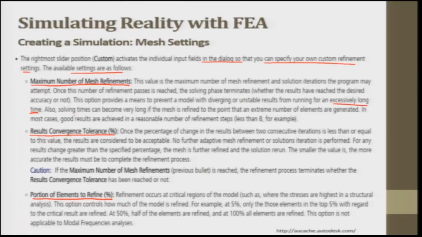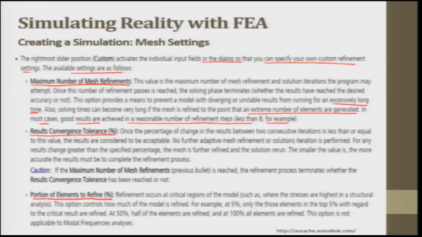Also, solving times can become very long if the mesh is refined to the point that an extreme number of elements are generated. In most cases, good results are achieved in a reasonable number of refinement steps, less than 8 for example. So the mesh refinement number is generally put lesser than 8 to optimize the time of the simulation.